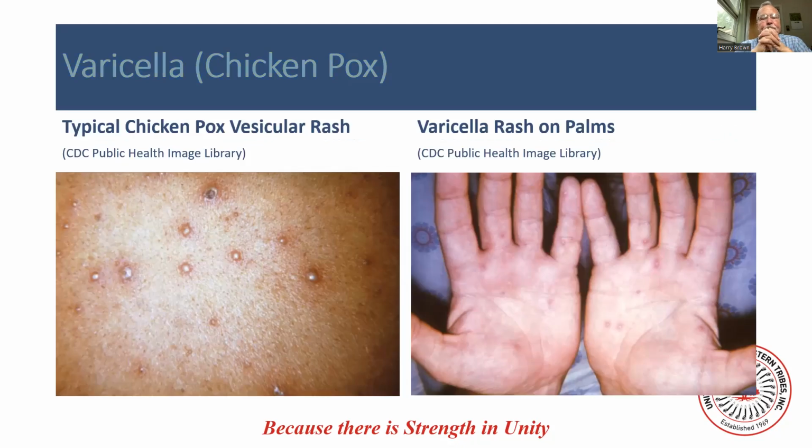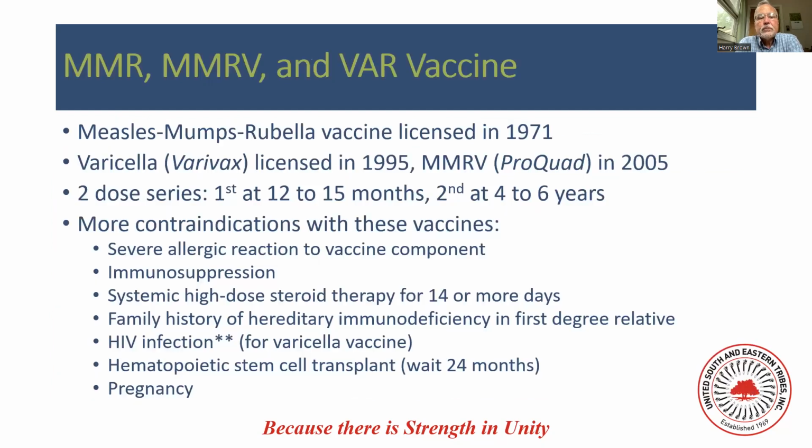Next slide. So this is what the rash looks like on the left there. You can see the little vesicles or blisters on top of that red macule. This is one of the few things that can affect the palms or soles of the feet. Next slide. Most rashes don't affect the palms or soles, but this is one of the few that can.